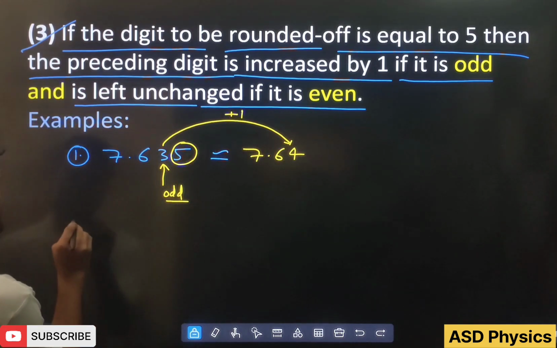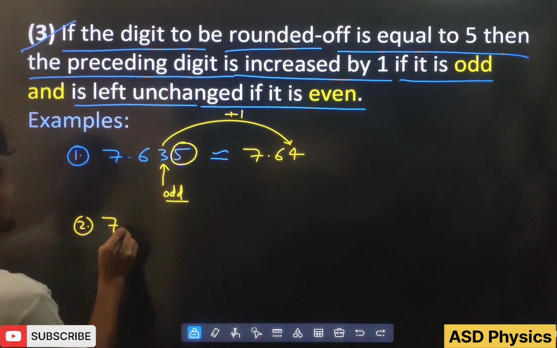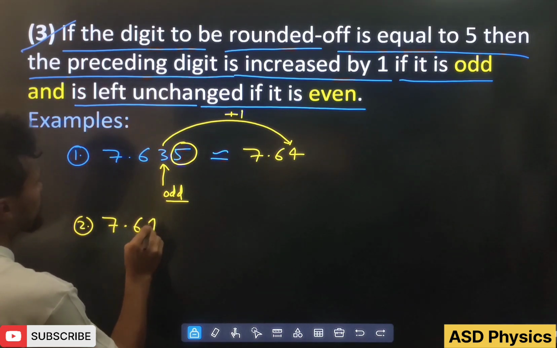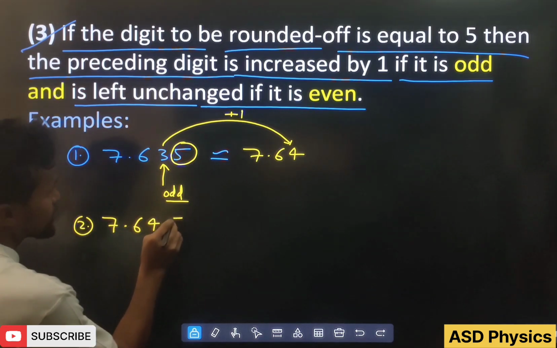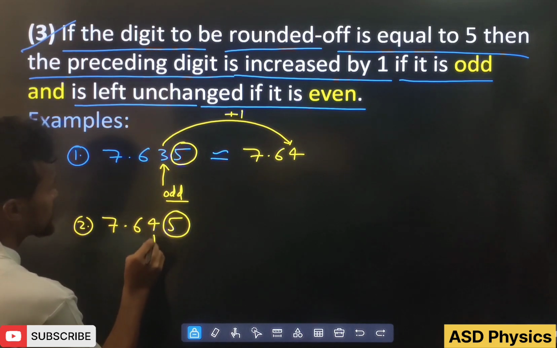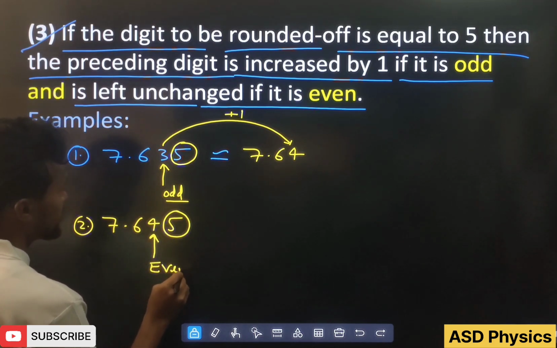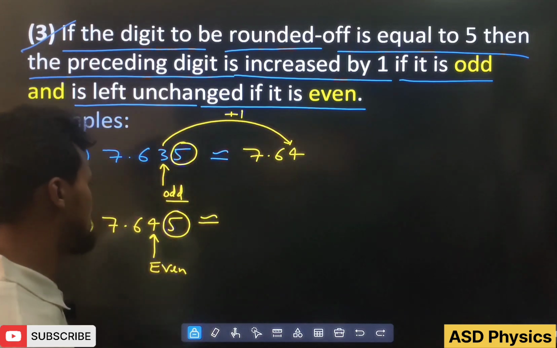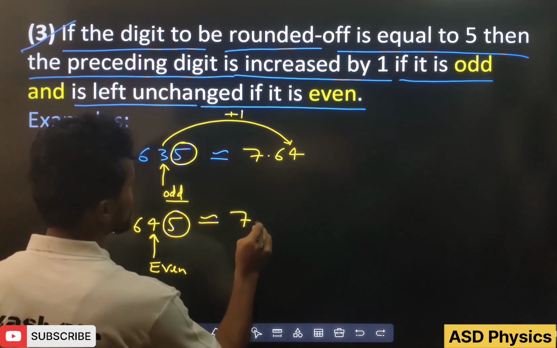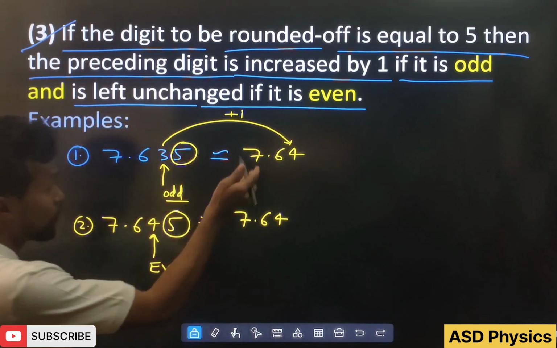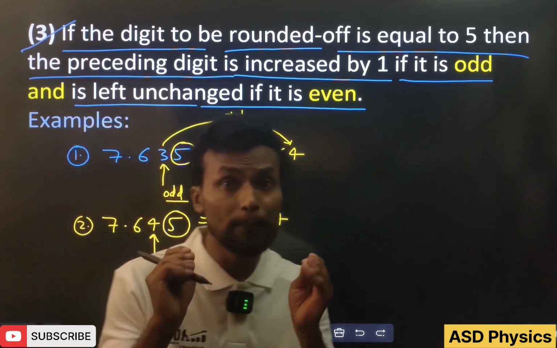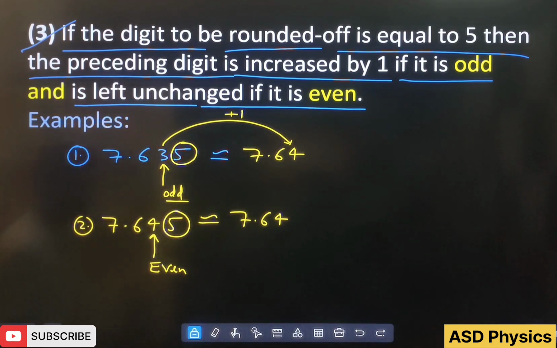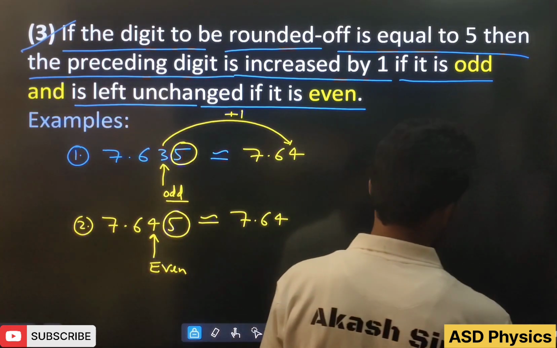Great. Second one, let's take for example 7.645. Here also this is the 5 only, but now the preceding digit is even. So in this situation, an even digit is left unchanged. So here also it will come 7.64. And whatever we are doing, these are all measured quantities. They are coming from measurement. They are not pure numbers. Always with this number some units will be associated, maybe meter, kilogram, centimeter, anything.